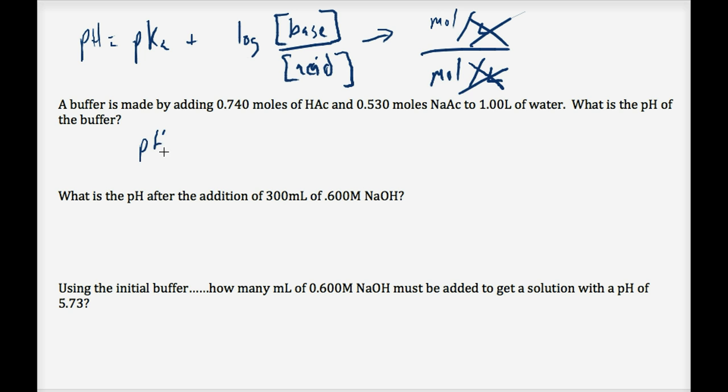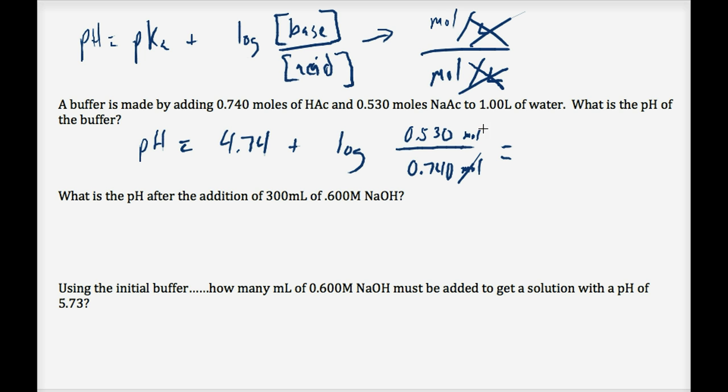If you remember, the pKa of acetic acid, which has a Ka of 1.8 times 10 to the negative 5, is 4.74, plus log. All right, base comes first, which is 0.530 over acid. We don't have to do much labeling on something like this. What you would actually do is write the expression without anything in front of it, and then it's just a plug and chug from there.